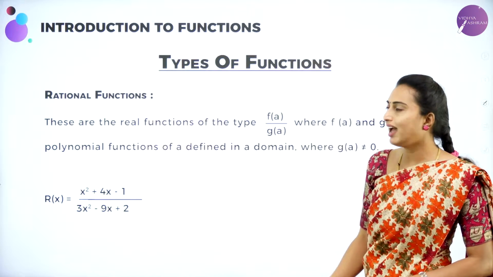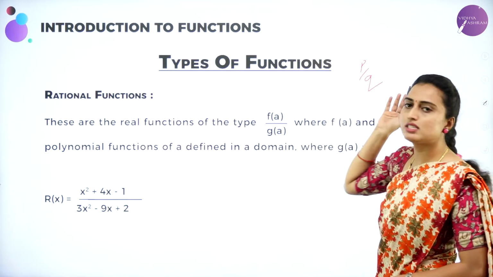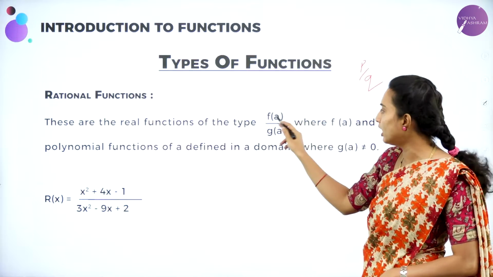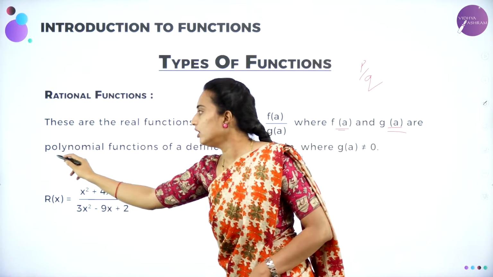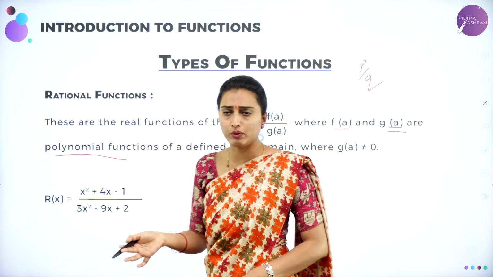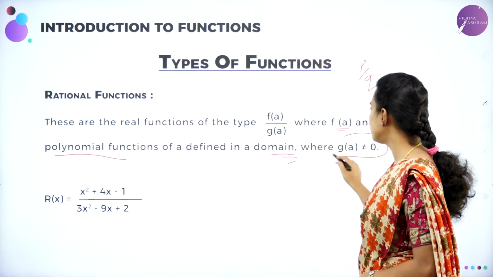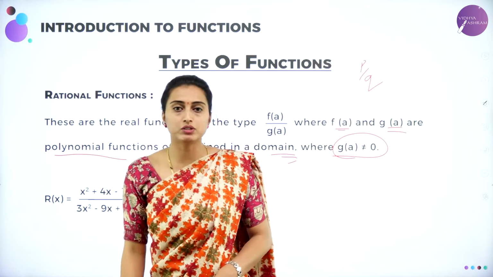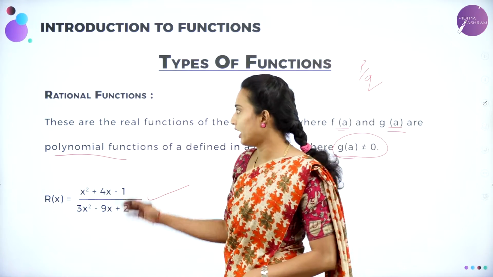Next, we'll move on to the rational function, which is in the form of p by q. A rational function is in the form f of x by g of x, where f of x and g of x are polynomial functions. Polynomial means it can be a quadratic or cubic equation, in the numerator as well as in the denominator, and it is defined in a domain where g of x must not be equal to 0. The denominator must not be equal to certain values. So this is called a rational function.